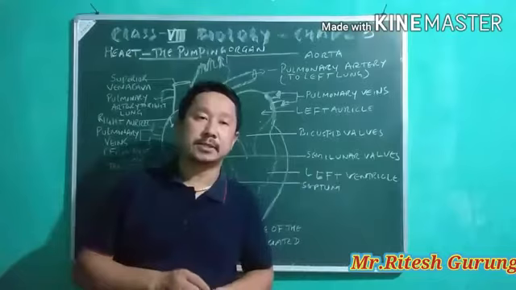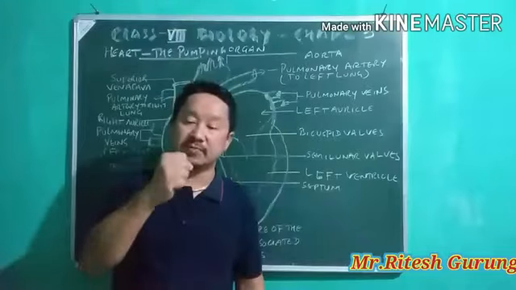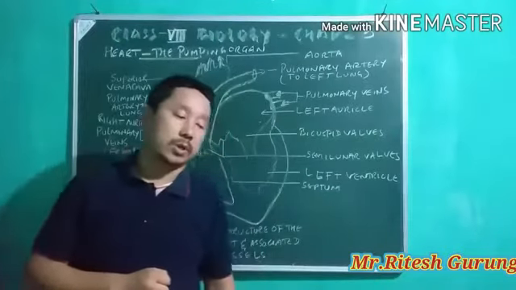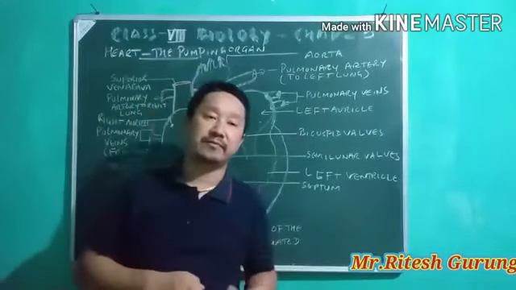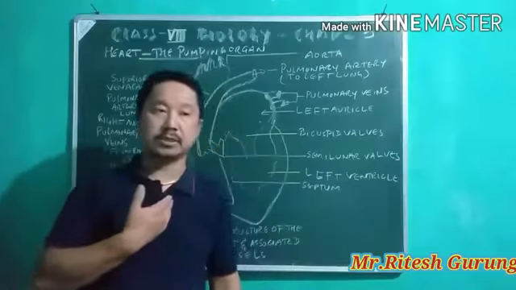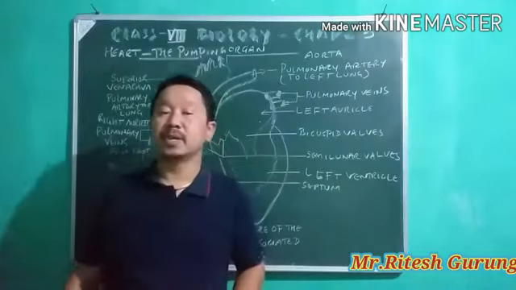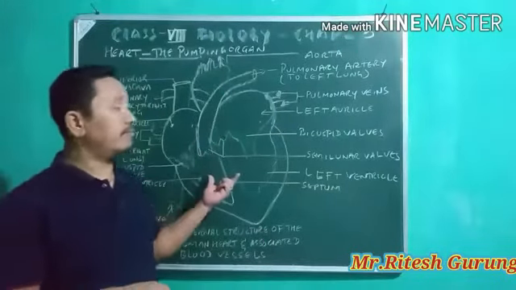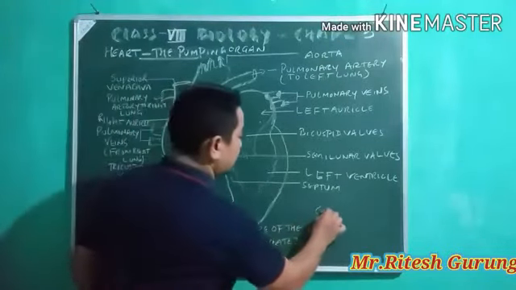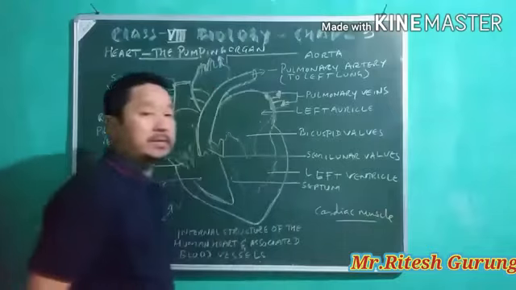Its size is as big as one's folded fist. This big. The size of the heart is this, and it weighs about 225 gram to 340 gram, and is mainly located in the center of our chest cavity, slightly tilted towards the left, and it is mainly made up of a special type of muscle called cardiac muscle.